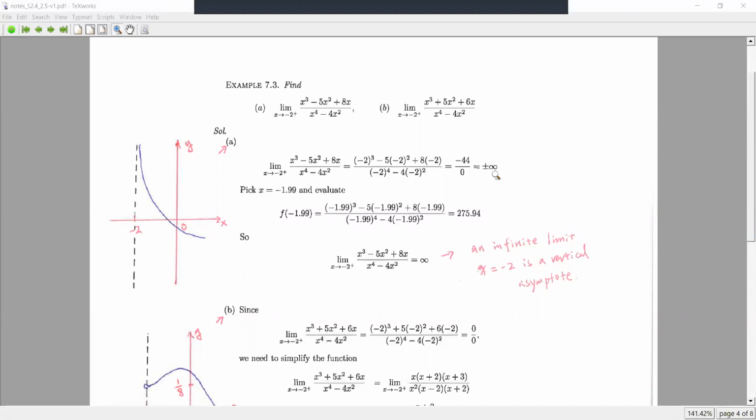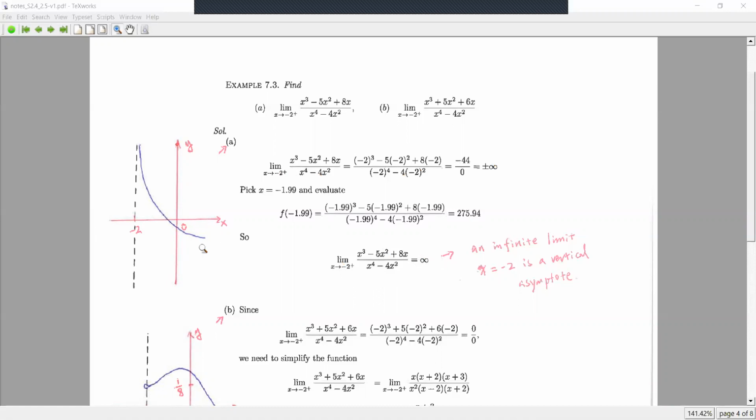Now, to determine the sign of the infinity, we pick a point very close to -2, but on the right side. Say, pick -1.99 and evaluate the function value at -1.99. The function value is positive. So when x is very close to -2 and on the right side, function value is positive. So this infinity should be a positive infinity. So the limit is positive infinity.